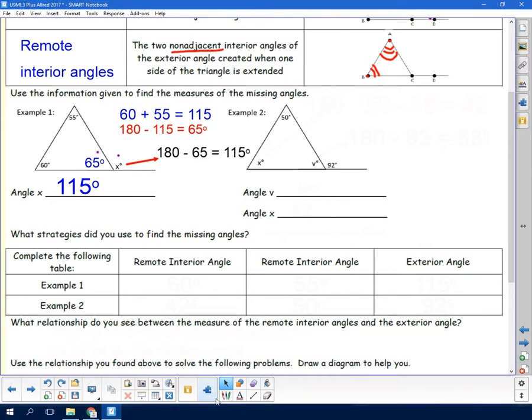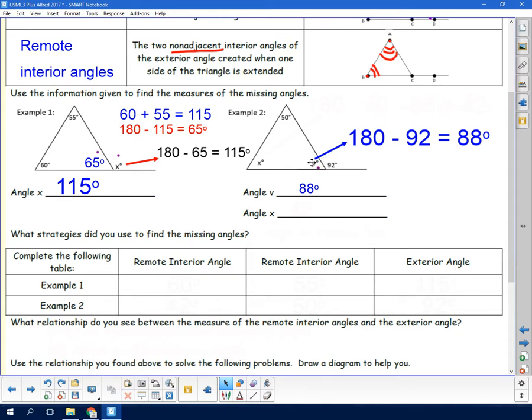I'm going to have to solve for this adjacent angle first, the adjacent angle to this exterior angle. I know they are supplementary. They add up to 180. So when I do 180 minus 92, I get 88. That tells me that this interior angle, V, the one that's adjacent to the exterior angle, is 88 degrees.